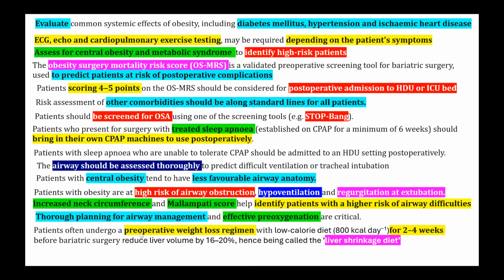A pre-operative weight loss regimen is very useful, because with a low calorie diet of 800 kilocalories for 2 to 4 weeks, the patients will have their liver size reduced by 16 to 20%. This is called the liver shrinkage diet. Any significance about this liver shrinkage for the surgeon?